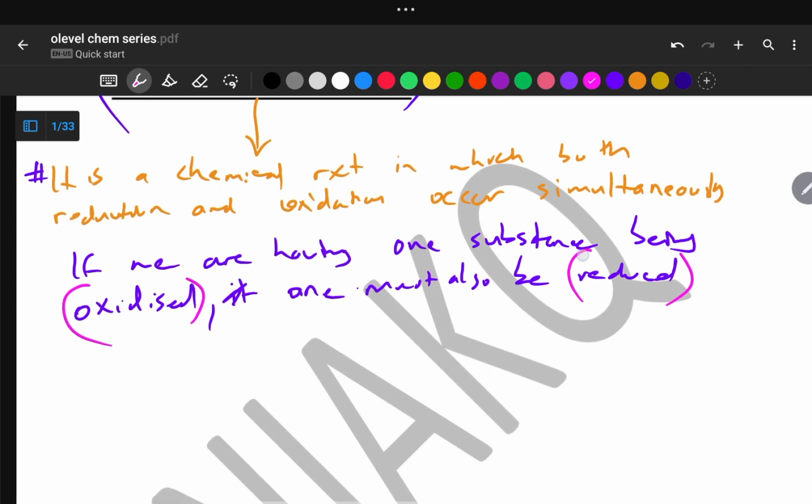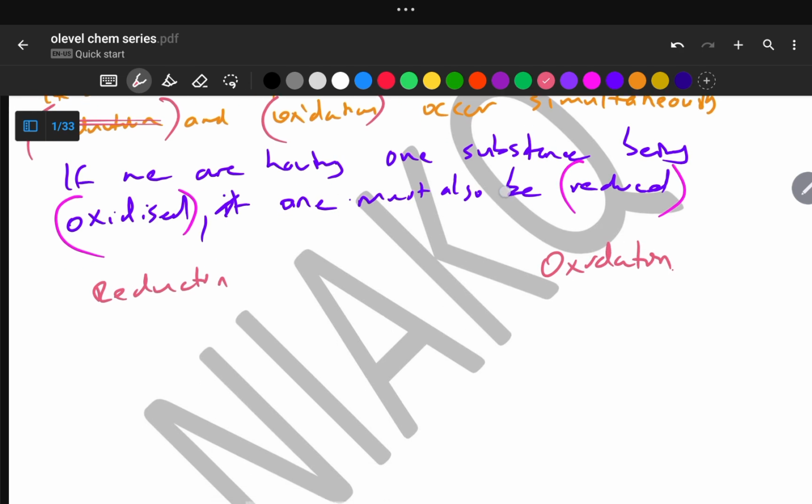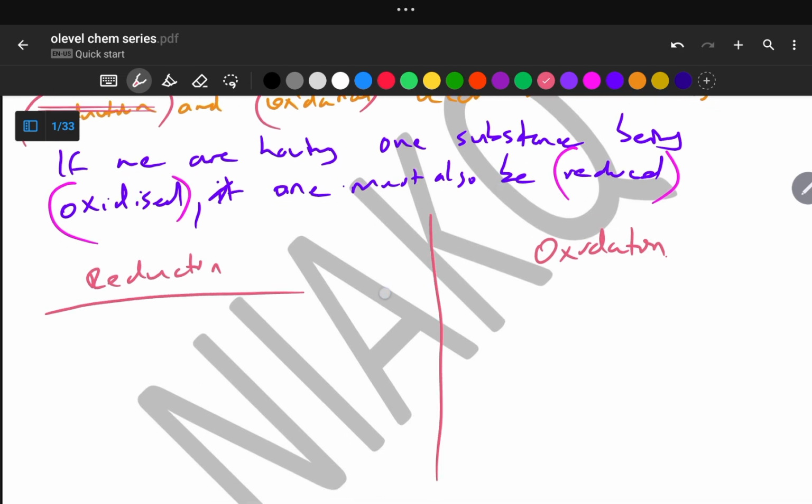So we want to define the terms reduction and oxidation. Are we together? So we want to define these two terms. Reduction and oxidation are complete opposites of each other, right? So if you know the definition of reduction, you are obviously going to know the definition of oxidation. We want to use a table to differentiate the two. They are defined in four aspects.